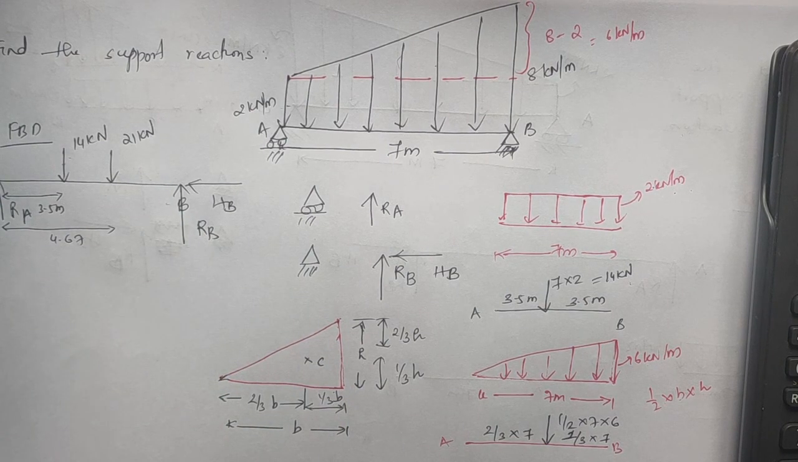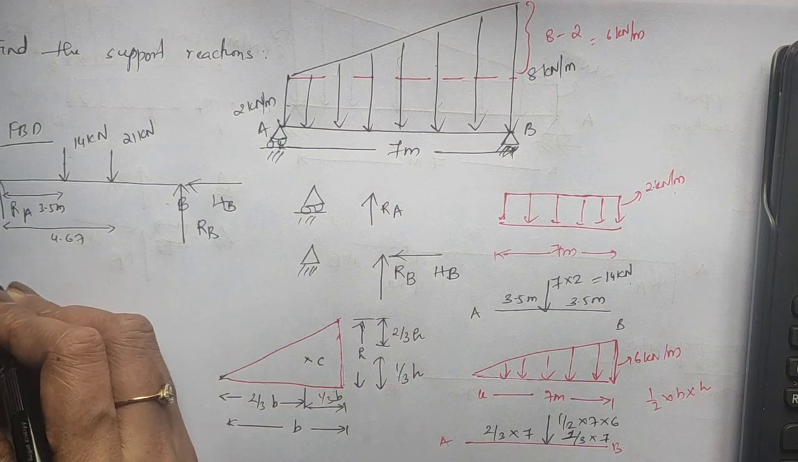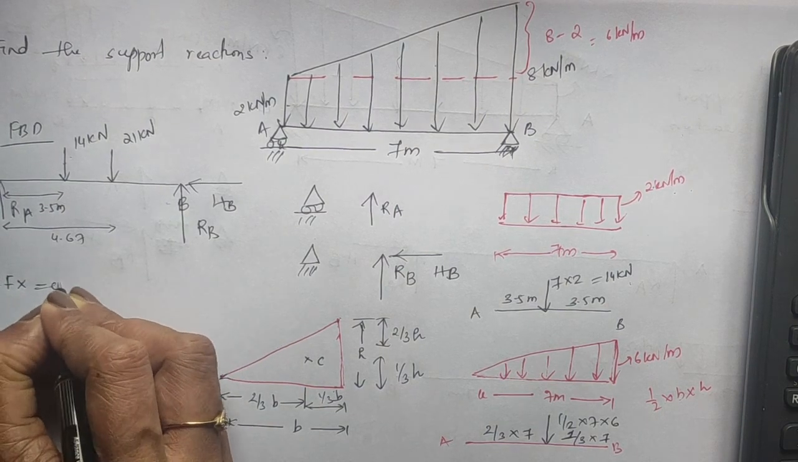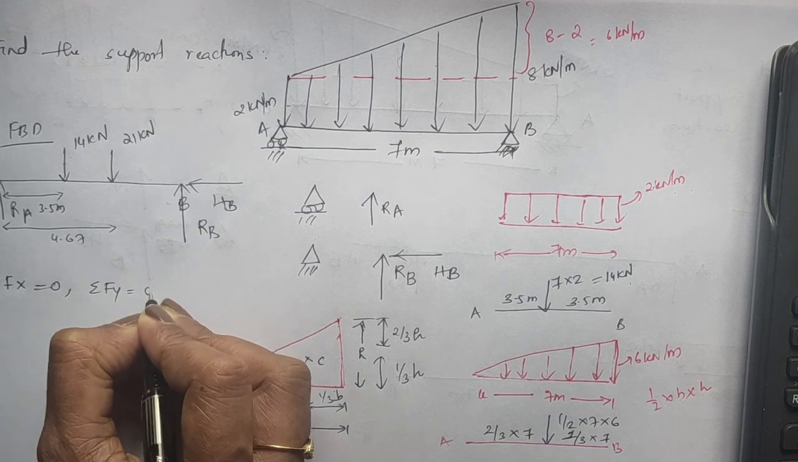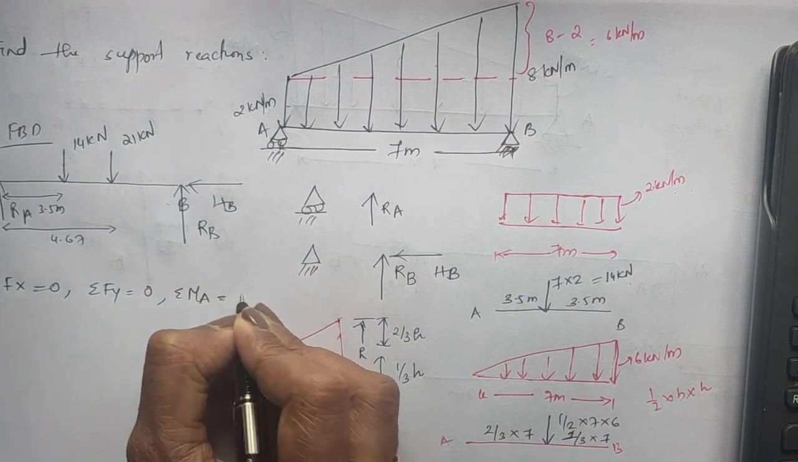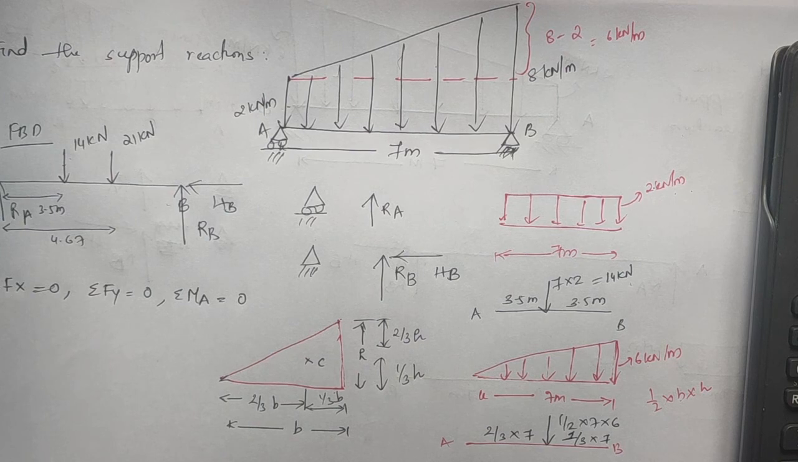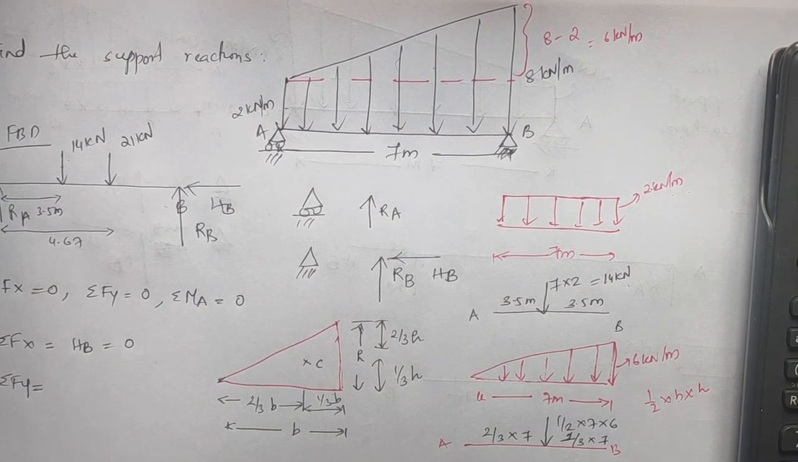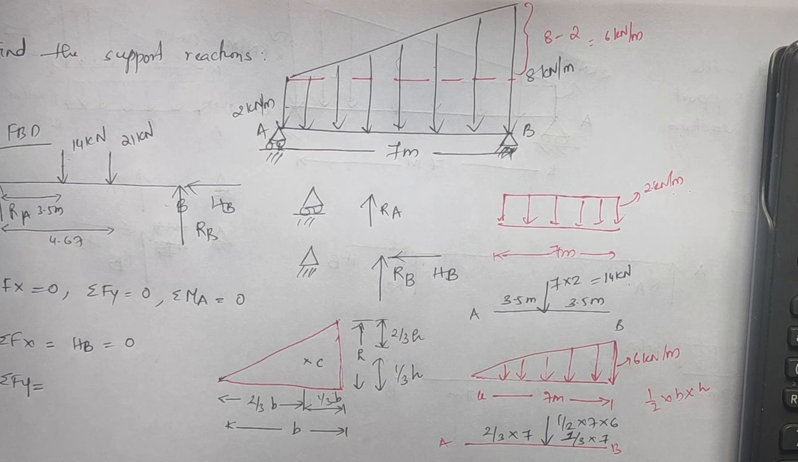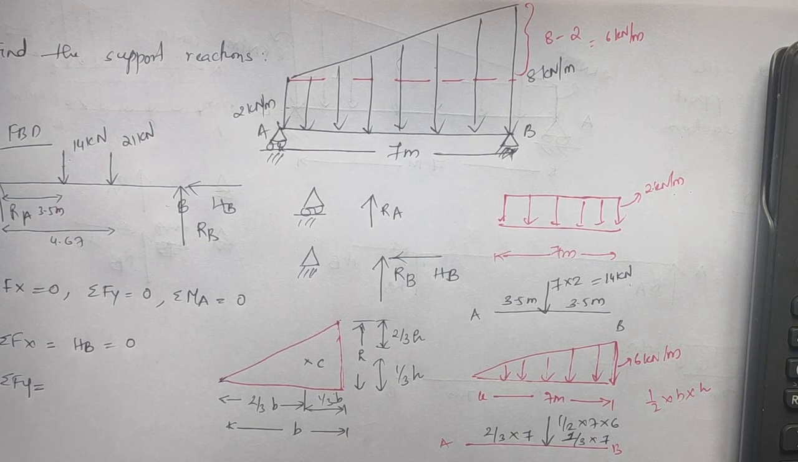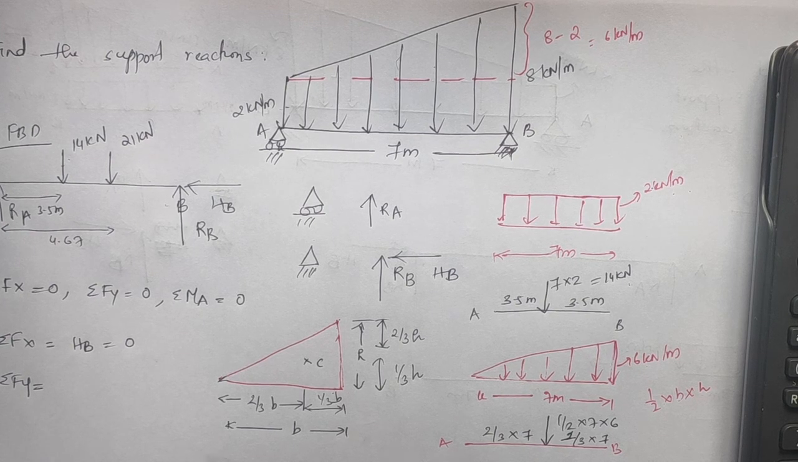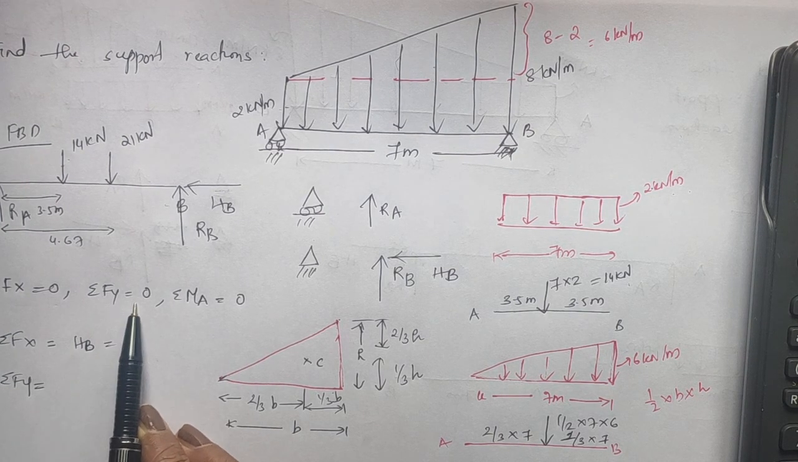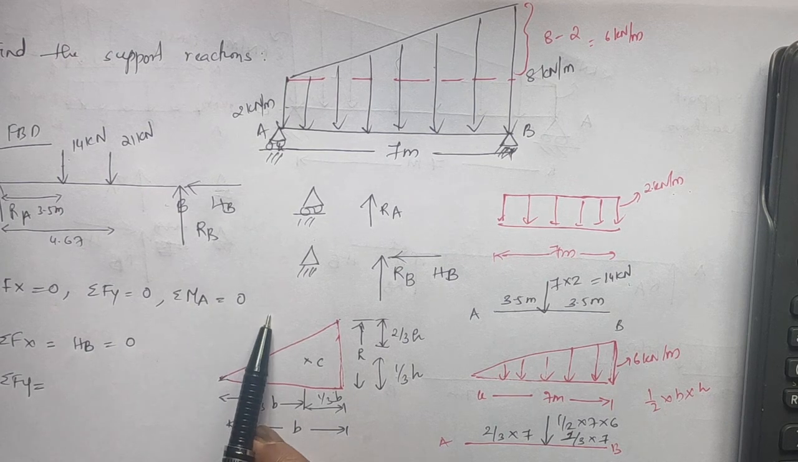Now as usual, after drawing this, you can do the analysis of the beam considering the beam is in equilibrium using the equilibrium conditions: Fx is 0, sigma Fy is 0, and moment about a point. Once all these conversions are done, the next step is to solve this beam by considering the beam is in equilibrium, using the equilibrium conditions, that is Fx is 0, Fy is 0 and moment about A is 0.